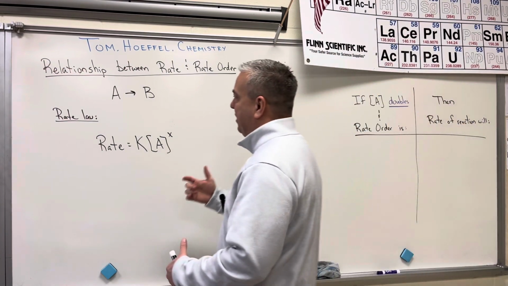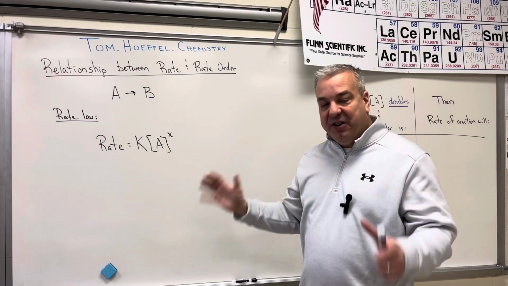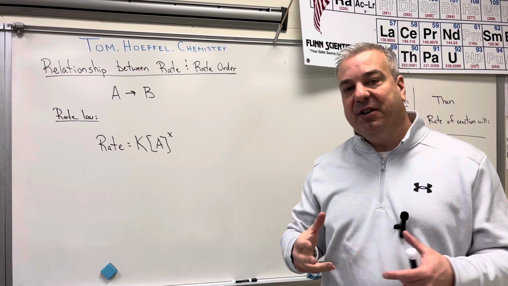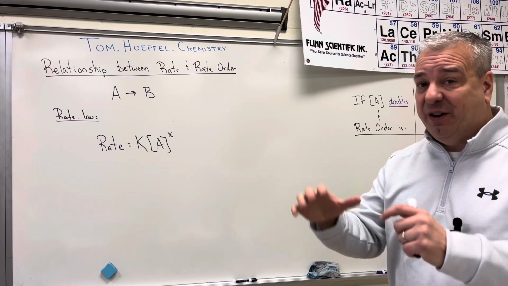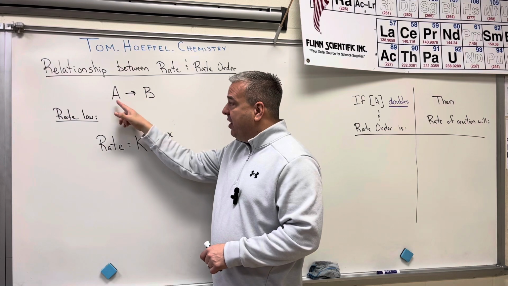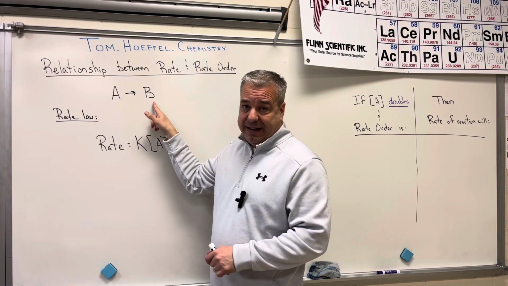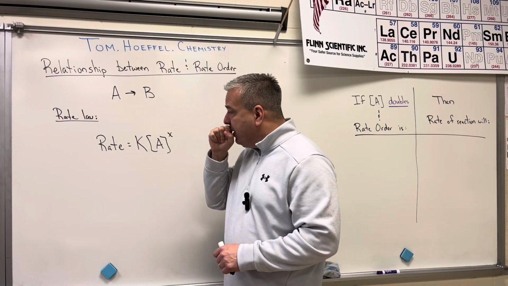In this video, we're going to talk about the relationship between rate and rate order. To understand this, we have to understand a little bit of vocabulary when it comes to kinetics, because there are a lot of vocabulary words that sound really, really similar. Let's pretend that we have this equation of A reacting to form B. These are the reactants, these are the products, excuse me.